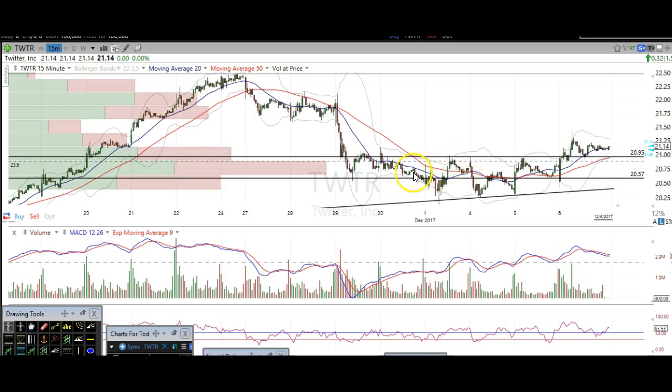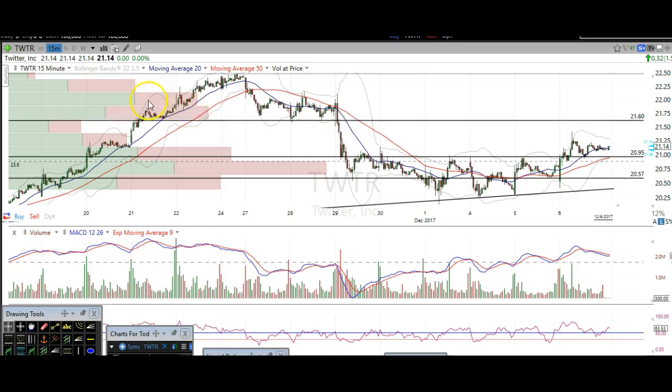So what we have here is what looks to be a complex inverse head and shoulders, and what I mean by complex is normally there's one head and two shoulders. This one has kind of maybe two left shoulders and two right shoulders, and then here's kind of that neckline right here. We broke over that neckline. We broke over the volume point of control. In the short term, I think that Twitter is going to head to this resistance level.